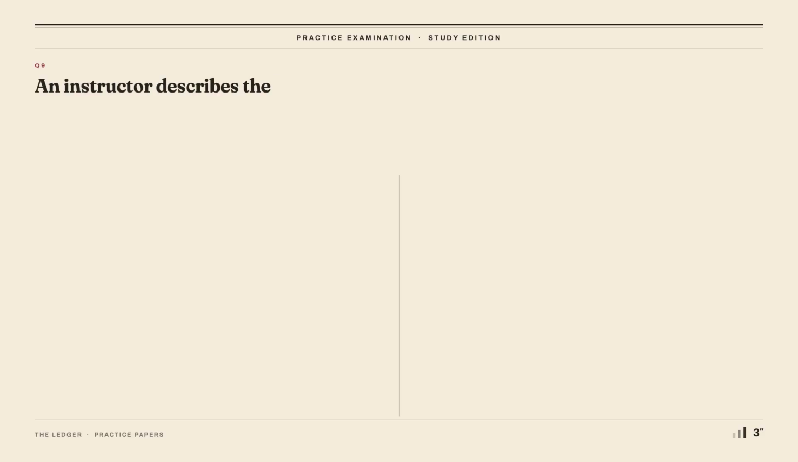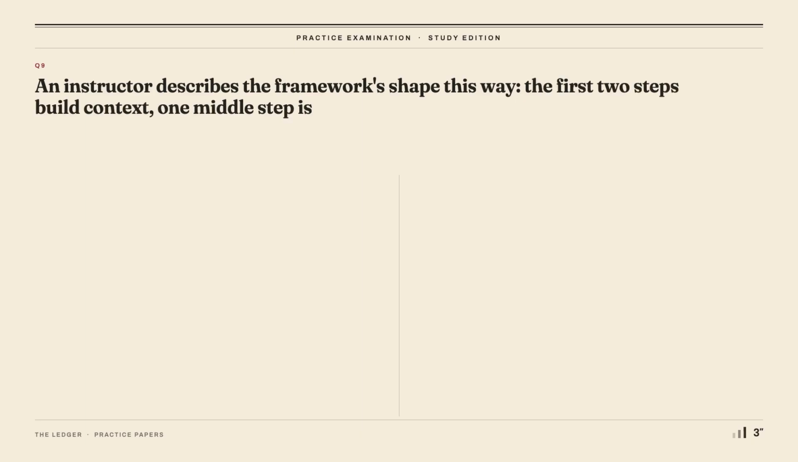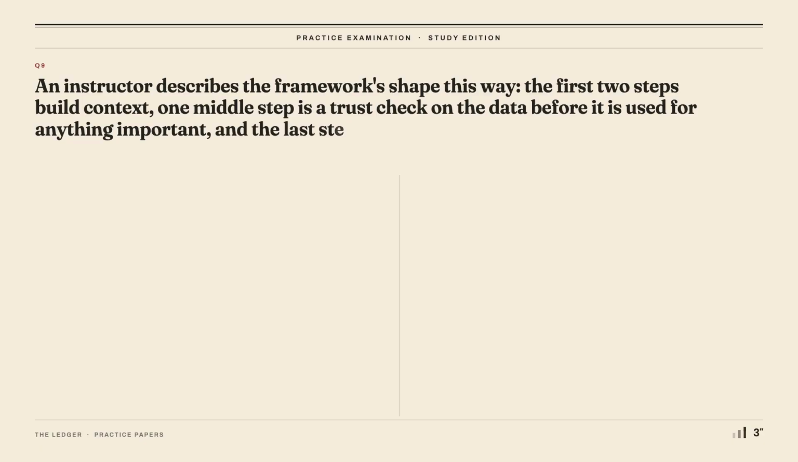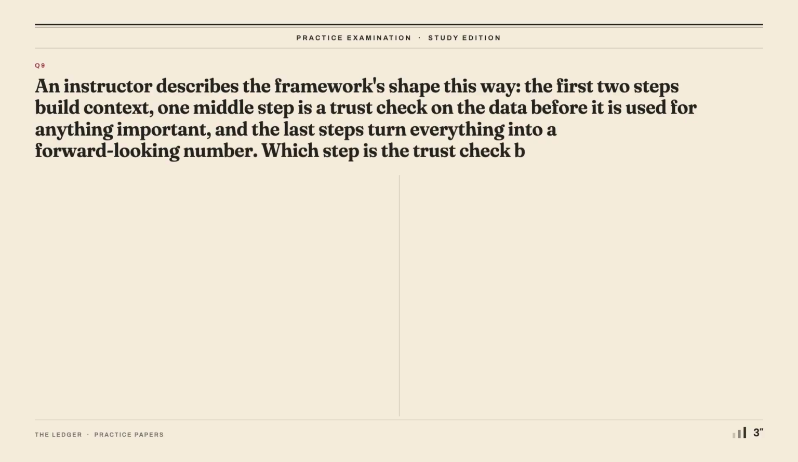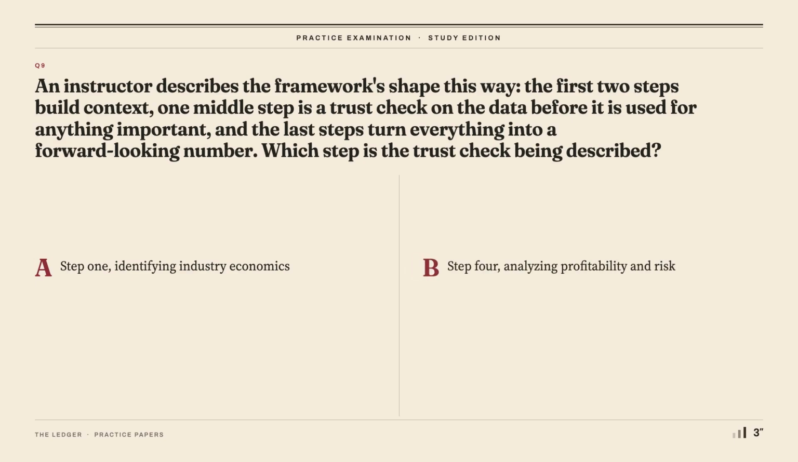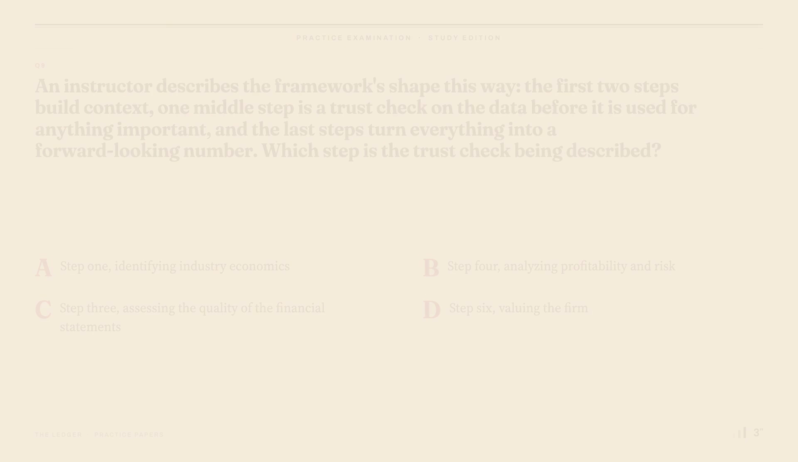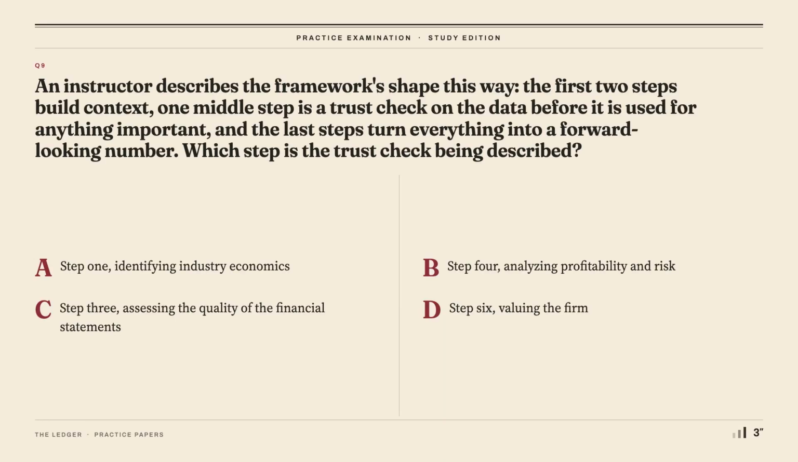Question 9. An instructor describes the framework shape this way. The first 2 steps build context. One middle step is a trust check on the data before it is used for anything important. And the last steps turn everything into a forward-looking number. Which step is the trust check being described? Your options are A. Step 1, identifying industry economics. B. Step 4, analyzing profitability and risk. C. Step 3, assessing the quality of the financial statements. D. Step 6, valuing the firm. Which one is it? Pause the video if you need more time.